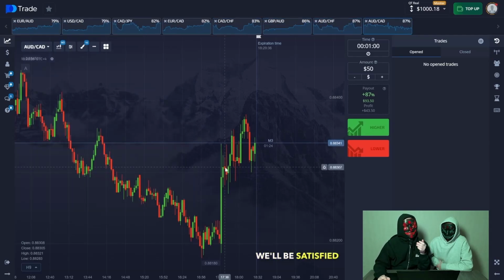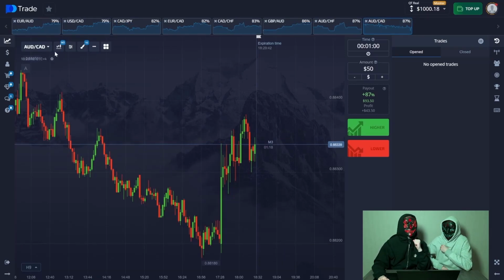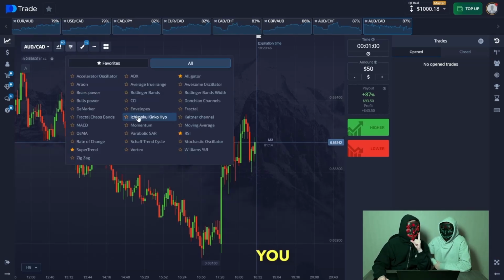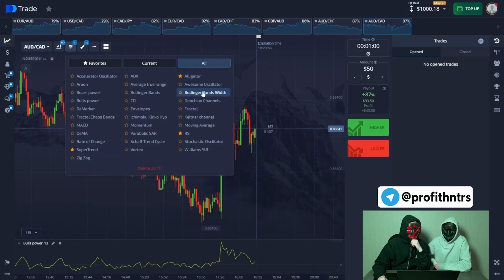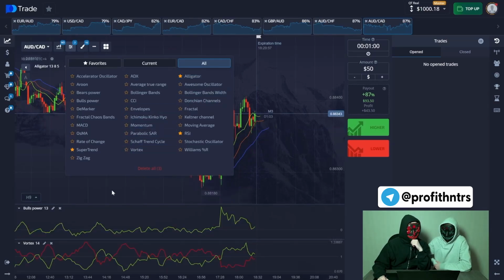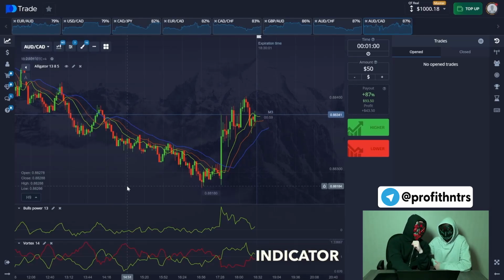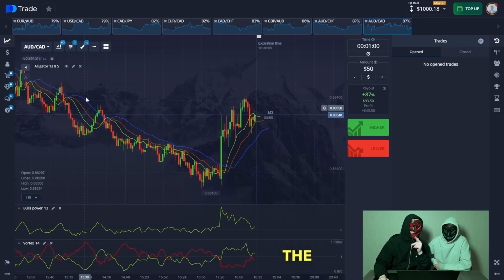We'll be satisfied with this many currency pairs, and let's start with the first one, Australian dollar, Canadian dollar. Now, we'll add some indicators which are very crucial that we'll show you now. Add Bull's Power, include an Alligator with you, and a Vortex as well. Keep in mind we have 2 oscillators and 1 key indicator, and now we'll walk through the settings, friends.